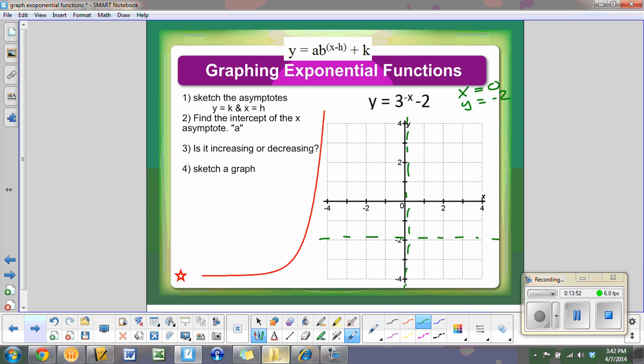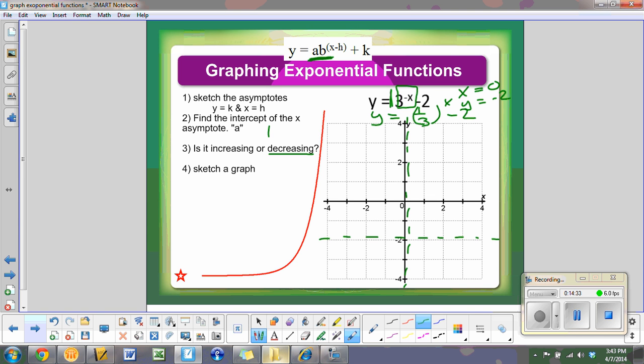Find the intercept since I don't have anything being multiplied. Now, don't be confused by this, because I know you see a 3 and you're thinking, oh, it's 3. But remember, A is telling me where that intercept is, not the B. The B is the base of the exponent. The base of this exponent here is 3. The number outside being multiplied by this one is 1. So I just have a 1. Is it increasing or decreasing? Well, it's going to be decreasing because I have that negative, which means this is really 1/3 to the x minus 2. And then sketch our graph.